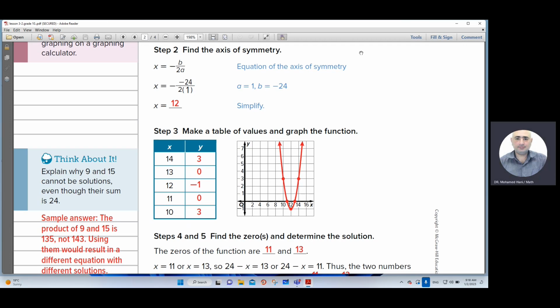Ahmed and Saif, did you write the second step? Yes. You wrote the table and the graph? Sure. And steps 4 and 5?